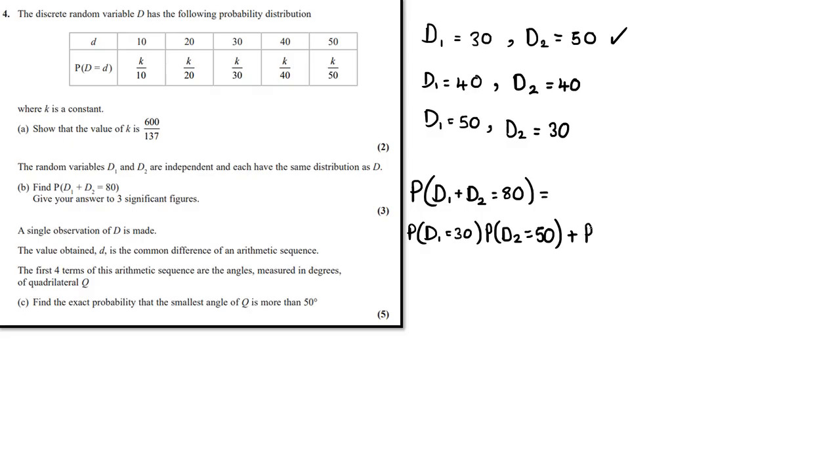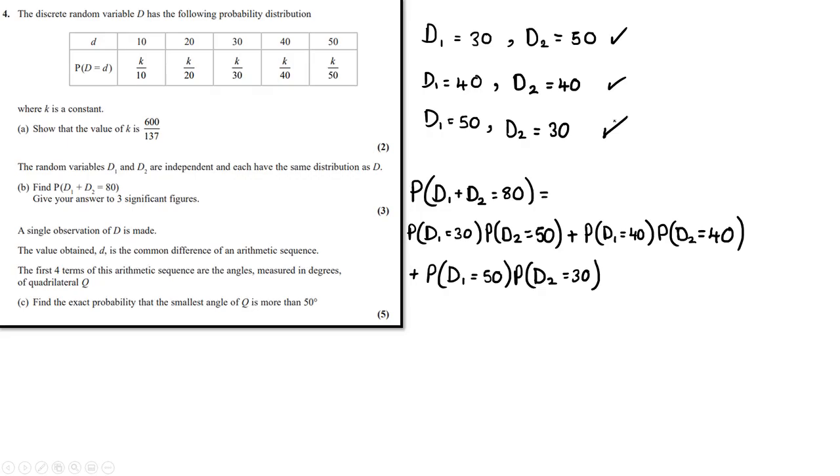So that's going to be the probability that d1 is equal to 40 times the probability that d2 is equal to 40. So that's the second option done, and then finally we just got to do it one more time. So plus the probability that d1 is equal to 50 times the probability that d2 is equal to 30. Okay, and there we go. We've ticked off all options here.